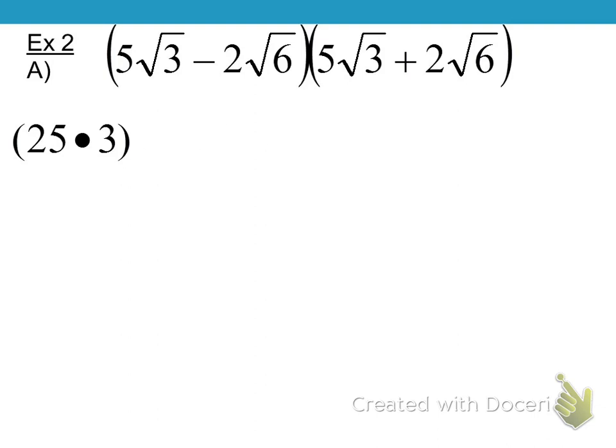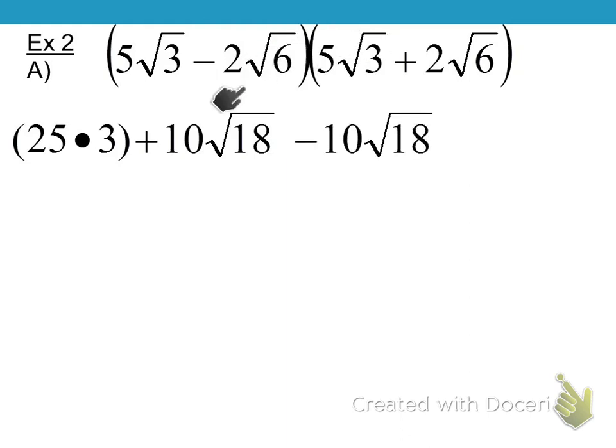10 square root 18. Yes, so plus 10 square root 18. And then here it's the same thing but with a minus. So minus 10 square root 18. And then in the back, I have negative 2 square root 6 times positive 2 square root 6. So it's going to be a minus. What's 2 times 2? 4. And then what's square root 6 times square root 6? 6. So minus, and then I have to do 4 times 6.